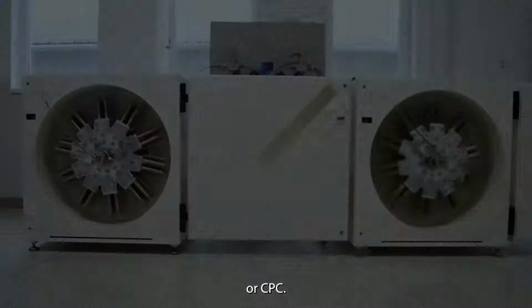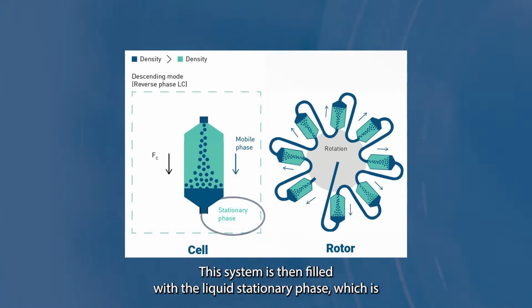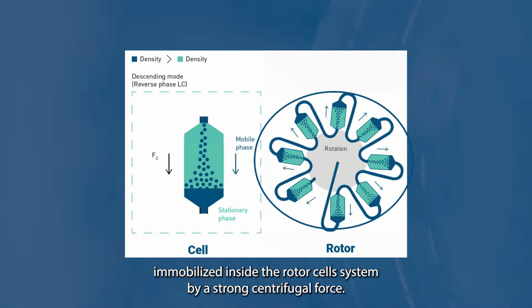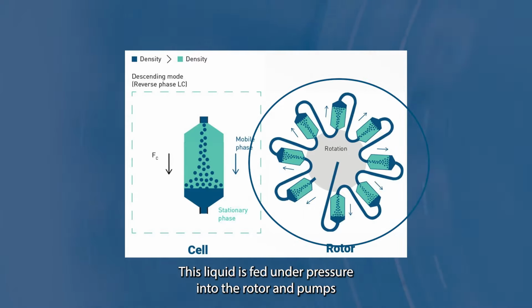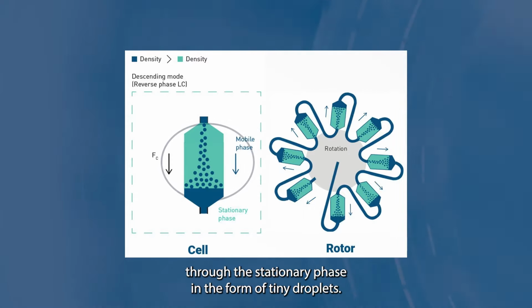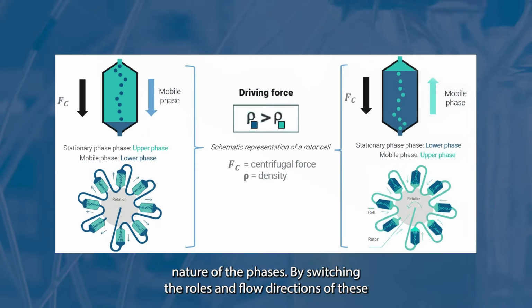A pattern of CPC cells, columns, are interconnected in series by ducts attached to a large rotor. This system is then filled with the liquid stationary phase, which is immobilized inside the rotor cell system by a strong centrifugal force. The other phase of the two-phase system acts as the mobile phase containing the sample to be purified. This liquid is fed under pressure into the rotor and pumped through the stationary phase in the form of tiny droplets.